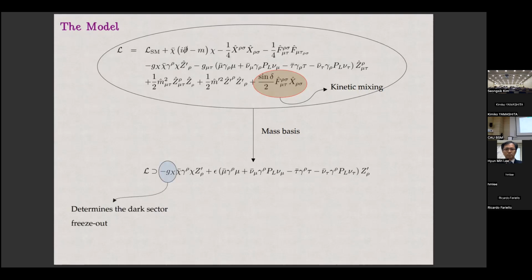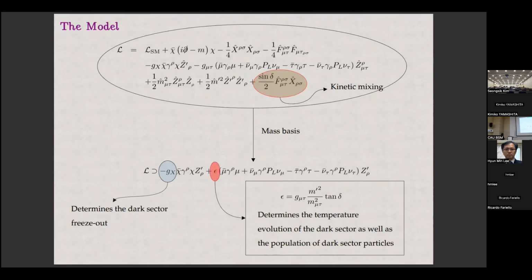And I will define what is the epsilon. So basically this Gx parameter will determine the dark sector freeze out, and epsilon, which is a combination of some different parameters in the original Lagrangian, basically determines the energy exchange between the two sectors. And we are interested in a scenario where the L_mu minus L_tau gauge boson is much heavier in comparison to the U(1)_X gauge boson.